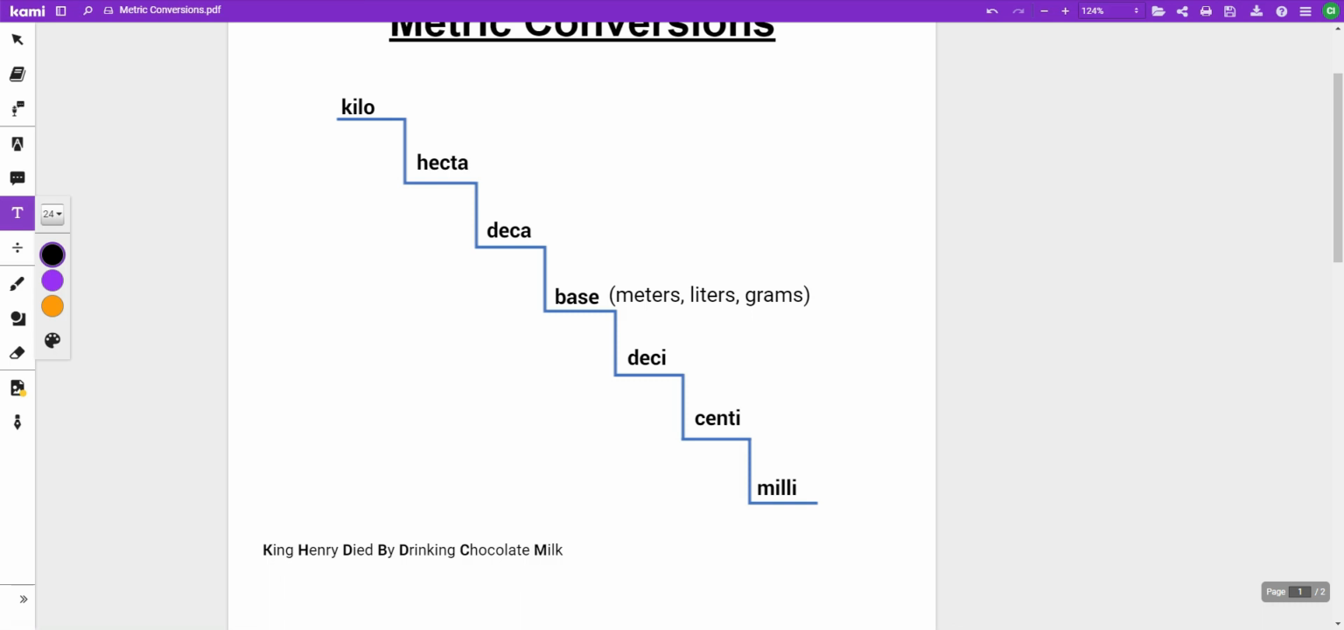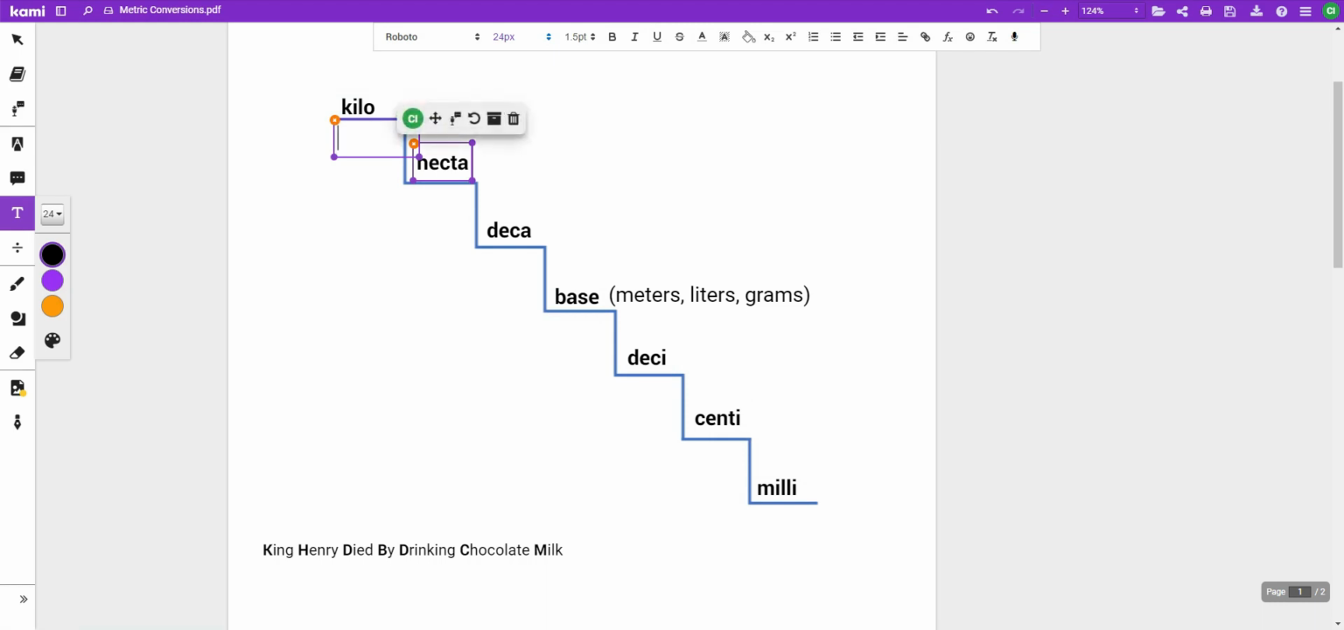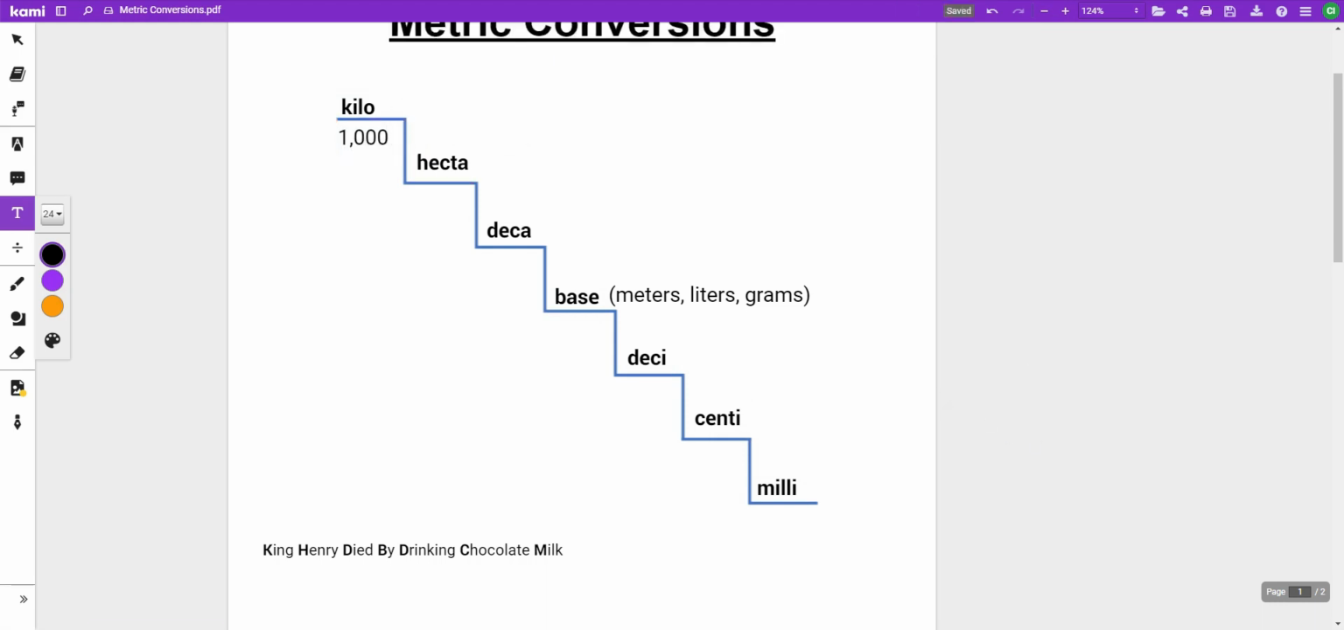And to give you an idea of how big each of these are, a meter is about 3 feet, or a little bit over 3 feet. A liter, think about half of a 2 liter of pop. And then a gram is 1 paper clip, okay? And if we look at these prefixes, we're actually going in order from the largest all the way down to the smallest. And so a kilo is 1,000, so that would be like 1,000 paper clips.